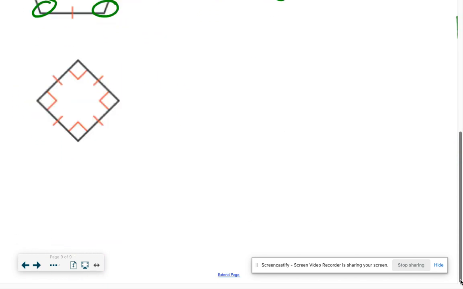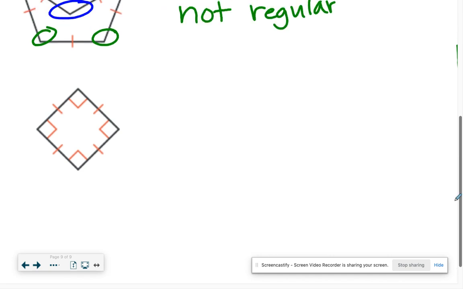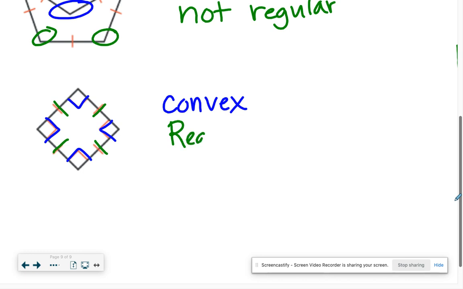And then lastly here, convex or concave, it would be convex, nothing's dipping in. Now we can check to see if it's regular or not. Let's look, all of our angles appear to be right, so that works. And then if we check our sides, I have 1 tick mark all the way around. So this is indeed regular. Good work.